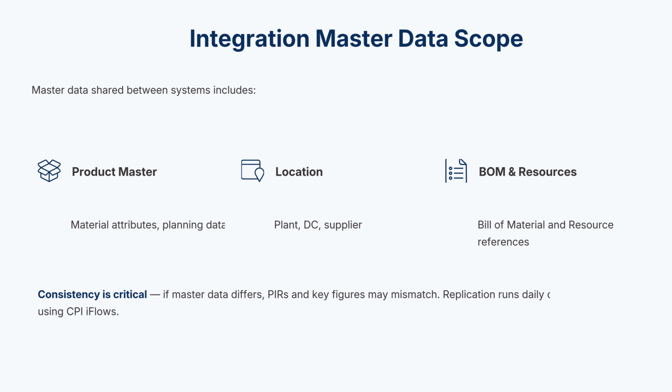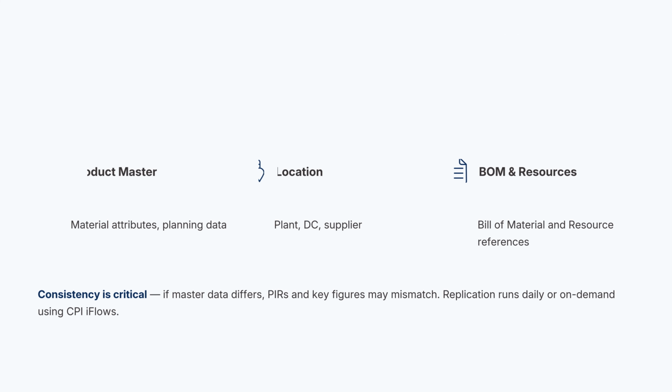Integration master data scope. For planning alignment, master data synchronization is critical. Products, locations, bills of material, and resources must exist in both systems. This avoids mismatched identifiers during forecast or stock transfers. Replication typically happens daily or can be triggered on demand through CPI iFlows, ensuring the two systems stay harmonized.